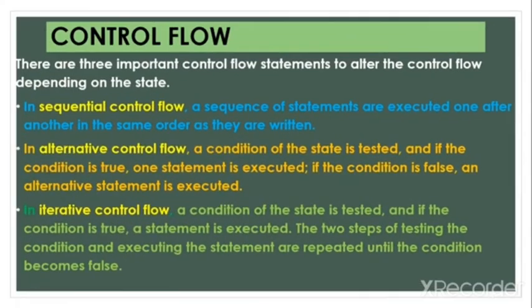We have three types of control flow here: sequential control flow, alternative control flow and iterative control flow. Sequential control flow means one by one it will be executed. After the first statement is executed, then the second, then the third. Executing in this order is sequential control flow. Alternative control flow is based on a condition. If the condition is true, the next statement executes. If the condition is false, it skips and jumps into another set of statements. That is called the alternative control flow.